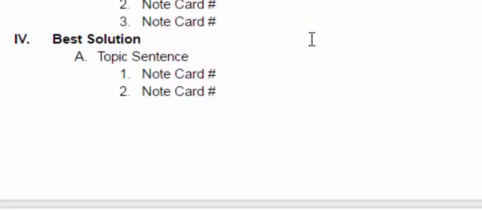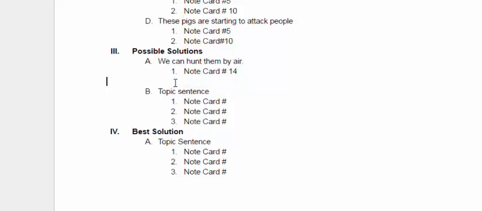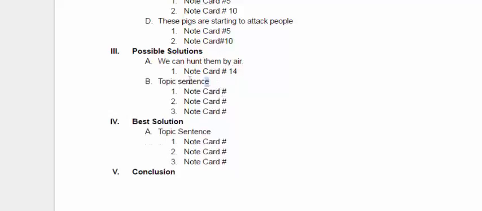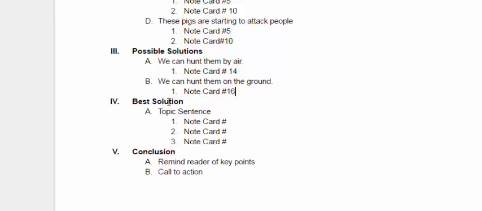Now, the only caveat I can give you on possible solution versus best solution is that your possible solution and your best solution cannot be the same. Meaning, my note cards say that one solution is I can hunt the feral pigs by air, like out of a helicopter. Now, I only have 1 note card that says that, but that is a possible solution. Another one, we can hunt them on the ground. Again, I only got 1 note card for that. That's okay. Not the best, but it's okay.